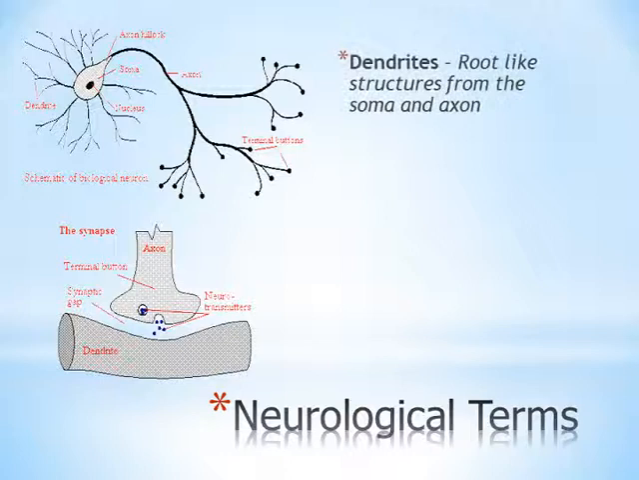Dendrites are root-like structures at the end of axons that receive neural impulses from neighboring neurons. The dendrites are responsible for picking up information from neighboring neurons and transmitting this information to the cell body, also known as the soma. From the soma, the information is passed along the axon, another structure in the nerve cell. And the axon in turn transmits signals to the dendrites of neighboring neurons.